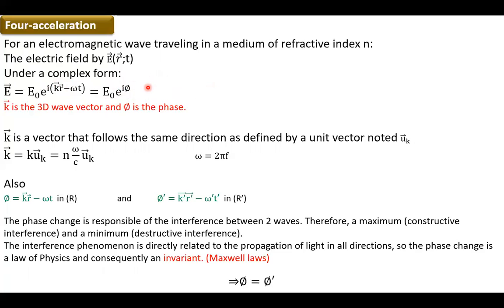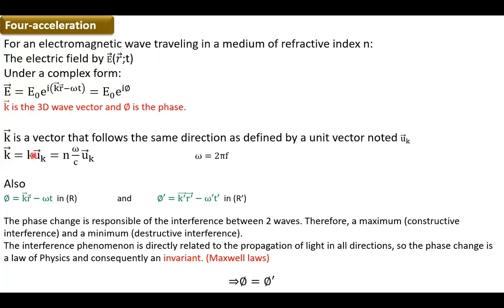So k is a vector that follows the same direction of propagation of light. And along this direction, of course, you have a certain unit vector, u_k. So u here is not the four-velocity. It's the unit vector along the direction of propagation of light defined by the wave vector k. So your wave vector k is the magnitude k times the unit vector u_k.